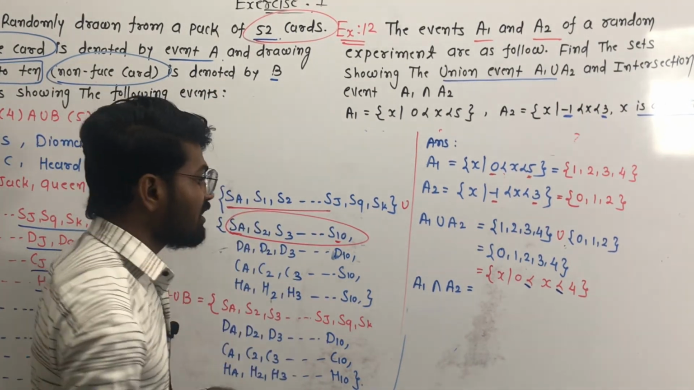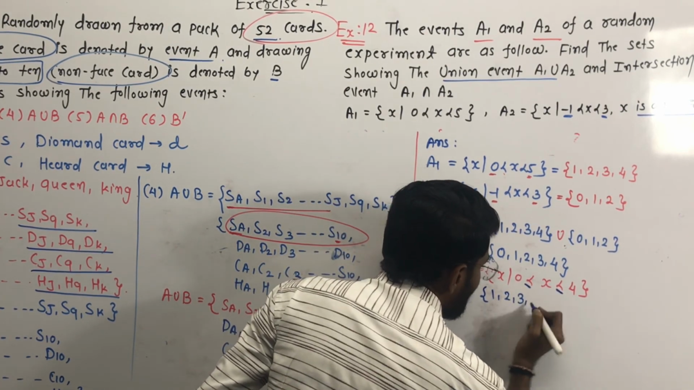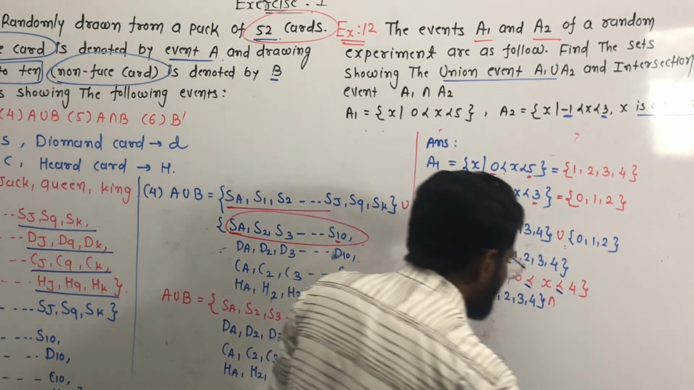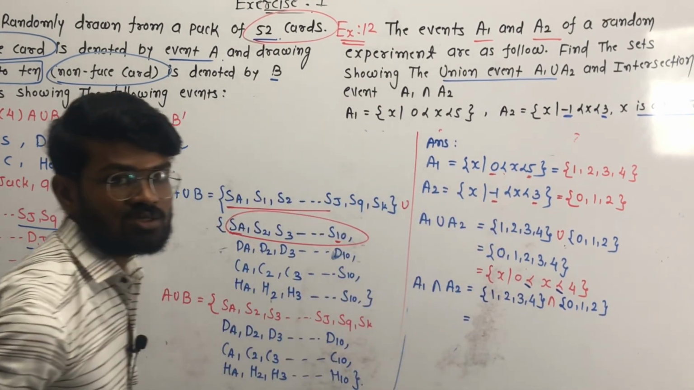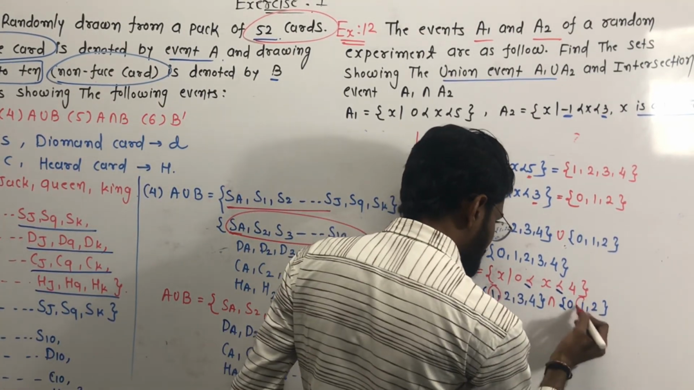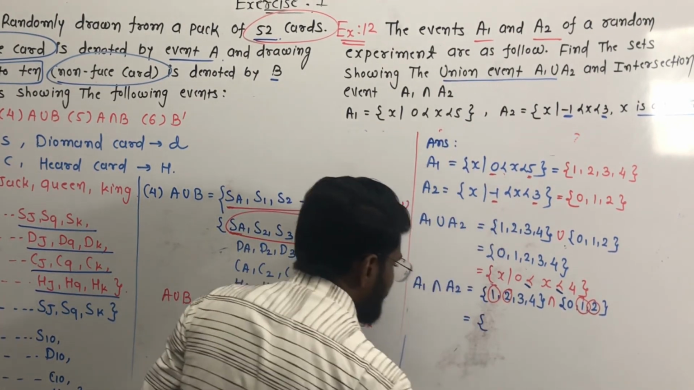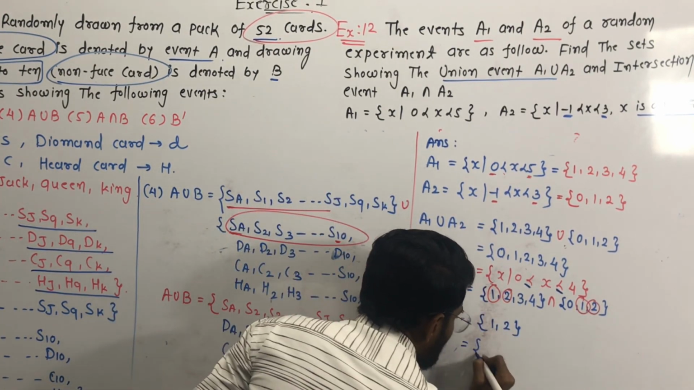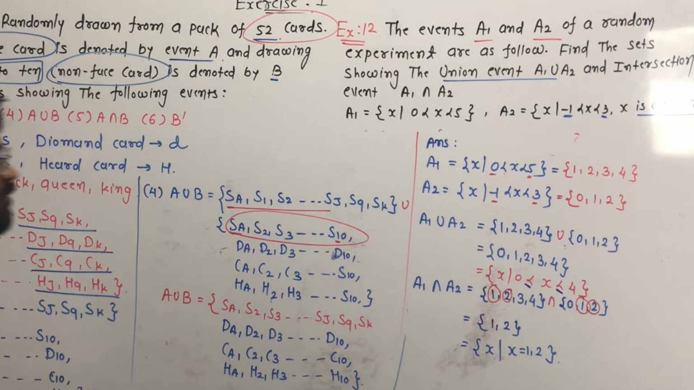the intersection of event A1 and A2. Now we take the intersection, and we write the elements of the event A2. It is 0, 1 and 2. Okay, so intersection means the common elements of the events A1 and A2. The common elements are 1 and 2, so the intersection of A1 and A2 is 1 and 2. We can write it in this form: x, where x is equal to 1 and 2. Clear? Okay, write it down.